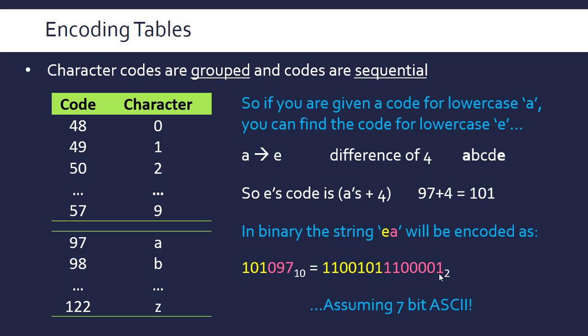So basically a typical exam question would give you a character code and ask you to find out what a character code down the line would be based on these two properties.